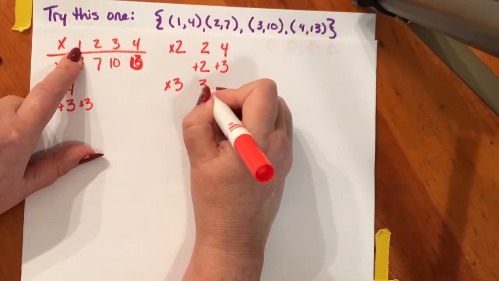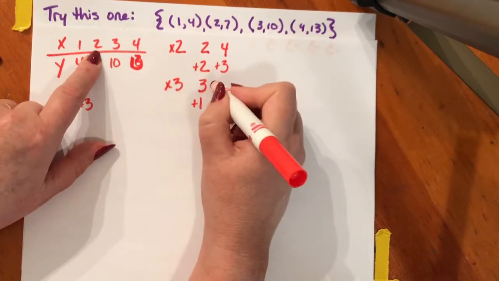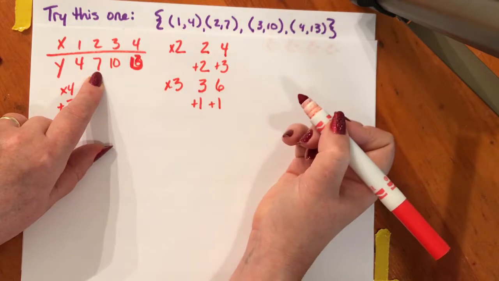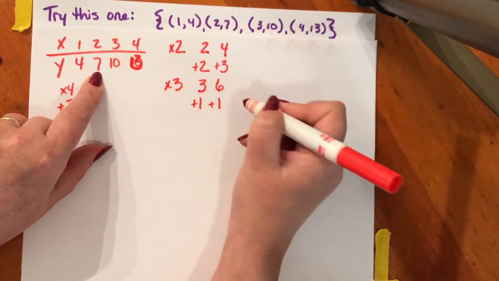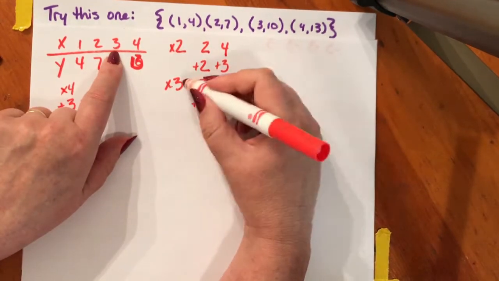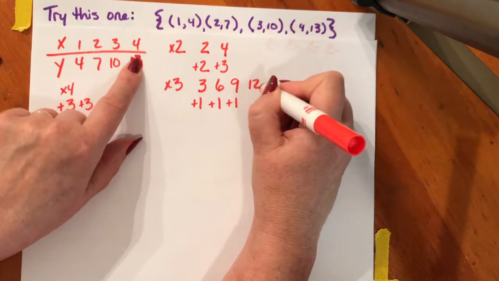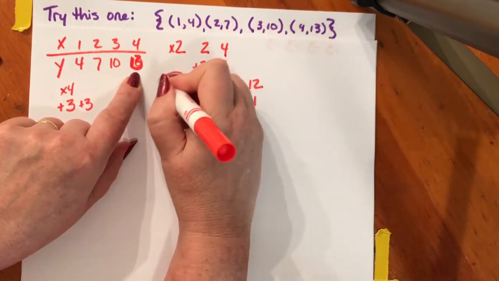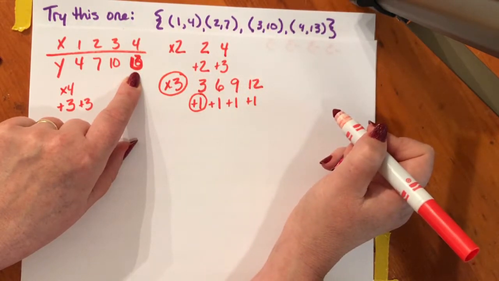So let's try times 3. 1 times 3 is 3, and to get to 4, I add 1. 2 times 3 is 6, and to get to 7, I add 1. Ooh. Times 3 and plus 1 worked. Let's try the others. 3 times 3 is 9. Plus 1 is 10, 4 times 3 is 12, plus 1 is 13. So I've got times 3 plus 1 as my rule.